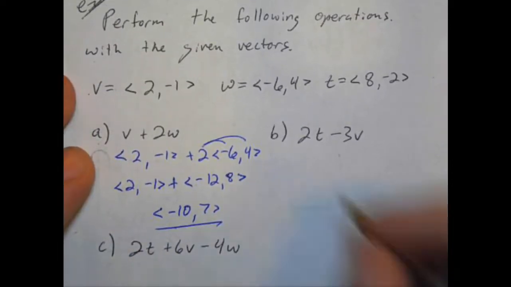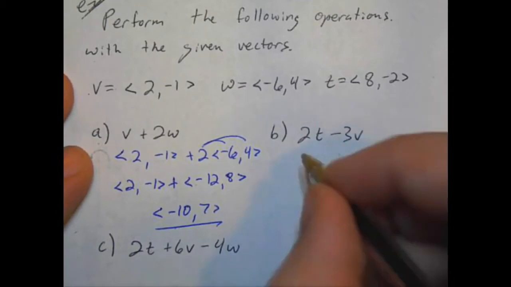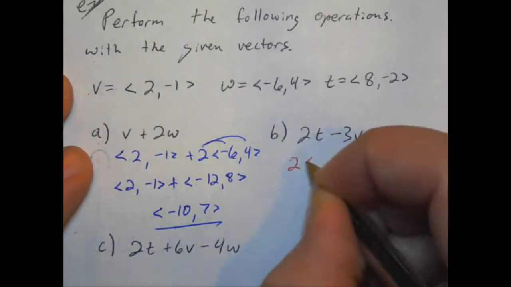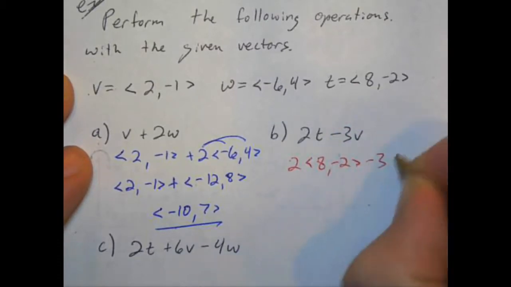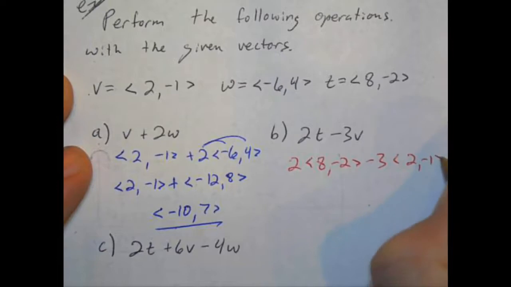So again, same idea. 2 times t minus 3 times v. Well, 2 times what t is, so 8, negative 2, minus 3 times what v is, which is 2, negative 1. Am I off the screen?